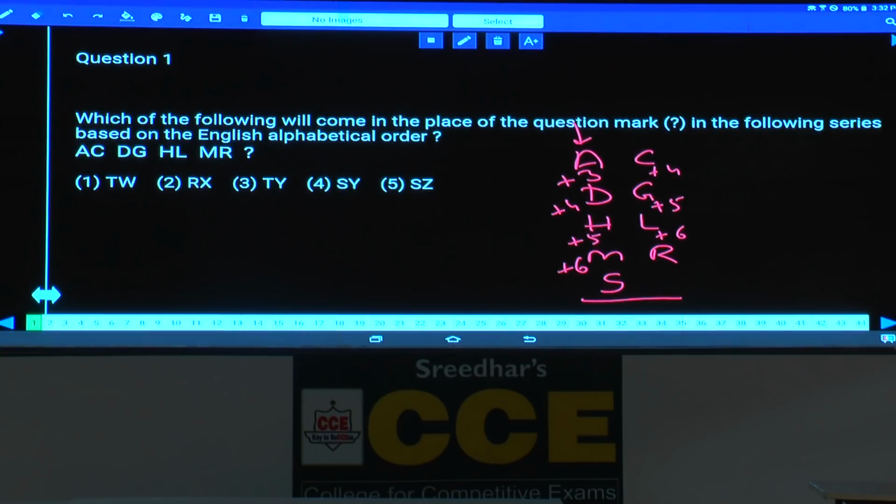Then check out the difference here. Plus 4, plus 5, plus 6. And the next difference must be plus 7. The value of R is 18. 18 plus 7 is 25. The 25th letter is Y. And it is given in choice 4.